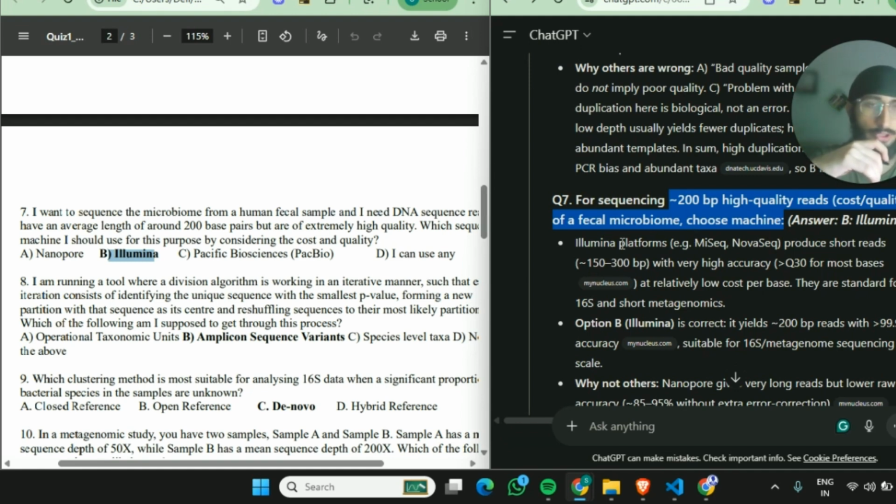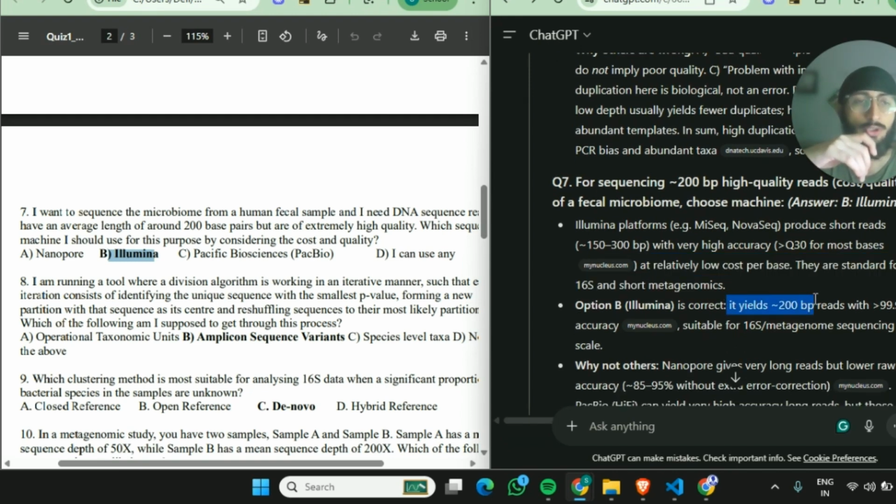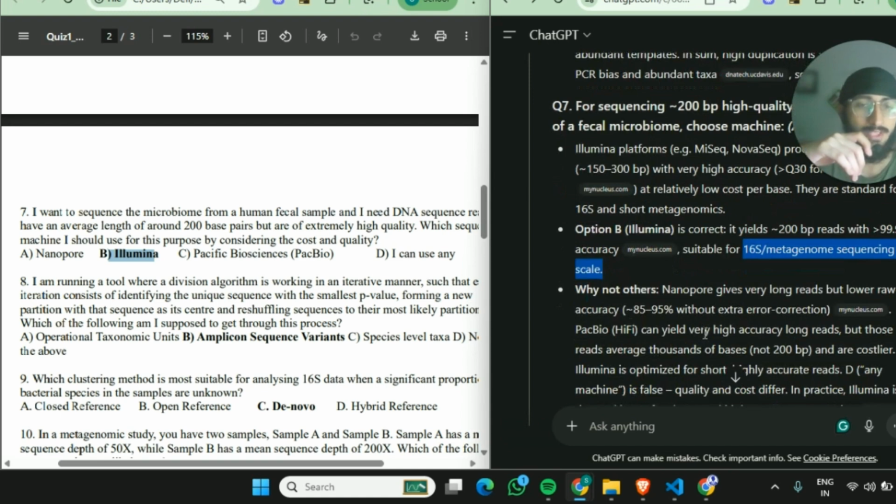Illumina. Why did we choose this? Because Illumina platforms, for example MiSeq and NovaSeq, produce short reads, approximately 150 to 300 base pairs, with very high accuracy, greater than Q30 for most bases, at relatively low cost per base. They are standard for 16S and short metagenomics. So option B is correct. It yields approximately 200 base pair reads with greater than 99.9% accuracy, suitable for 16S metagenome sequencing at scale.